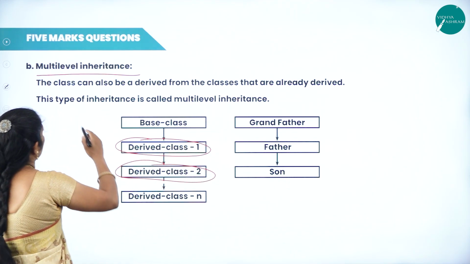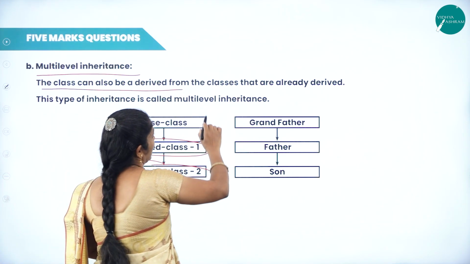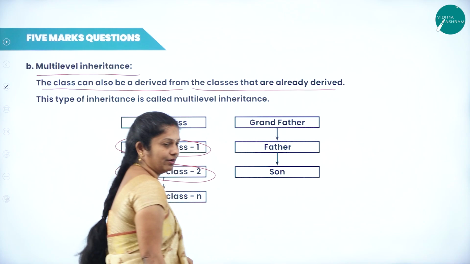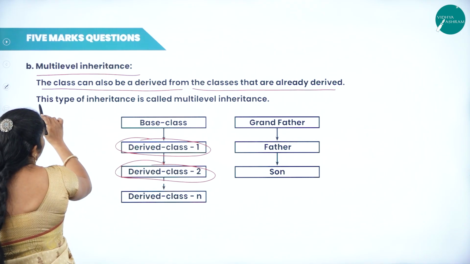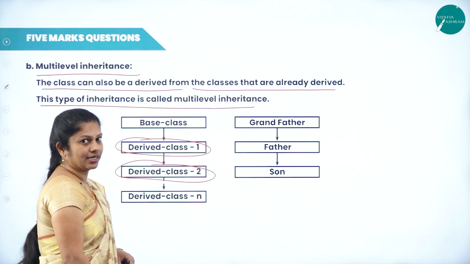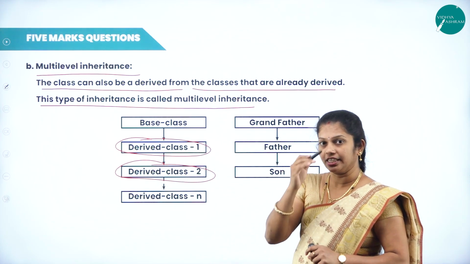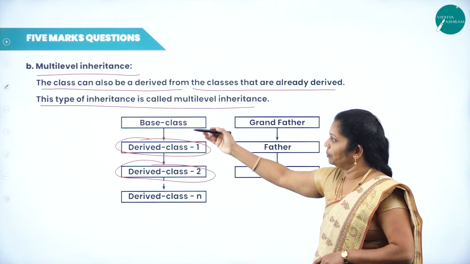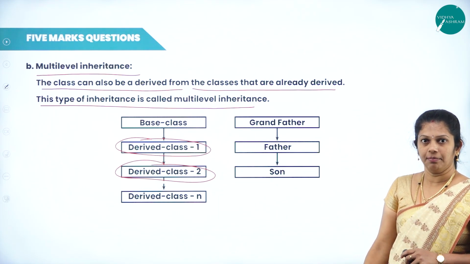Multi-level inheritance: a class can also be derived from classes that are already derived. We are creating one class which is from an already derived class. This type of inheritance is called multi-level inheritance. You have to write the explanation as well as a flow chart, then only you will get the full marks. You have to mention base class, derived class, and with that one example also you have to represent here.